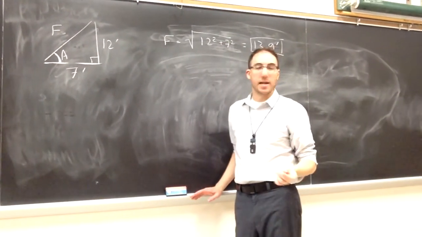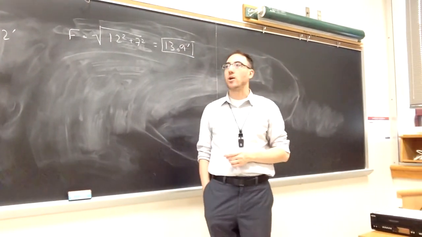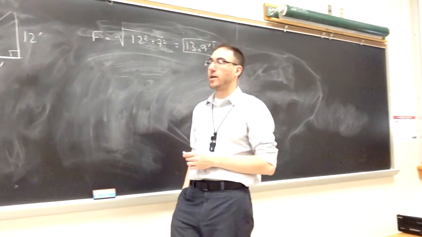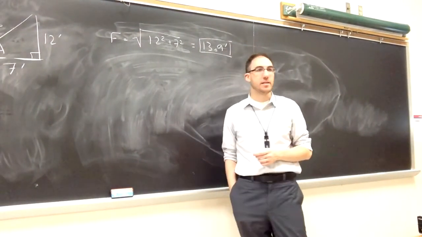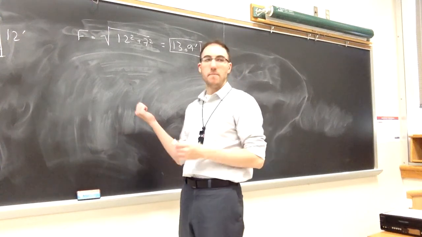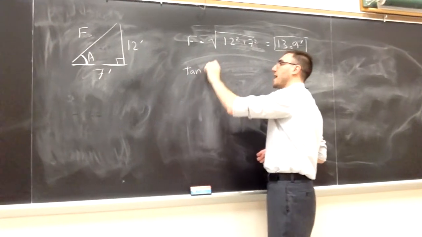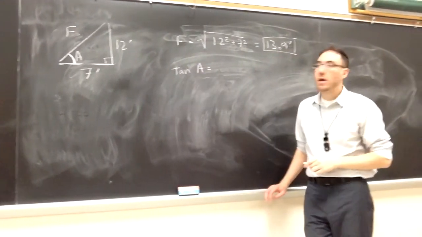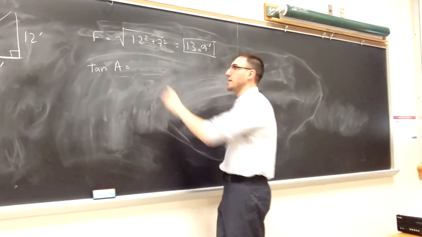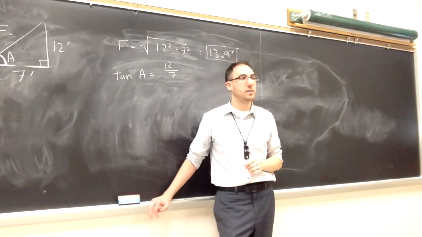All right, so that one's easy enough. How can we find the value for A, the included angle between the hypotenuse and the 7 feet? Tangent? Right, one method is we could use tangent. So again, the definition of tangent, the tangent of that angle A is going to be the opposite over the adjacent. How else could we find the angle A?